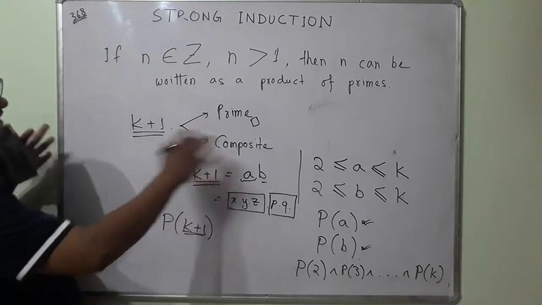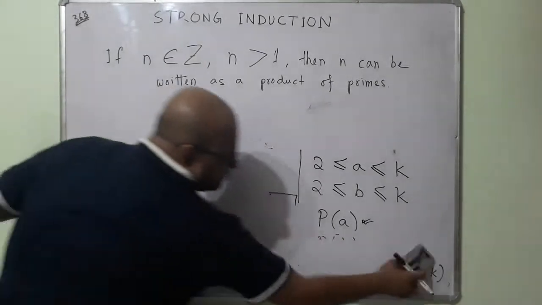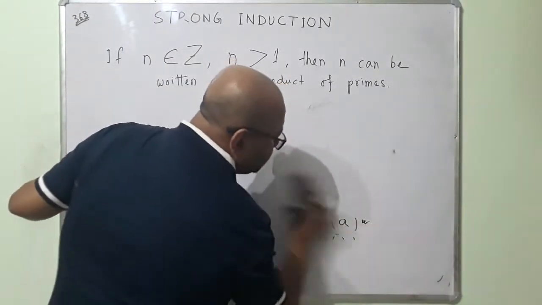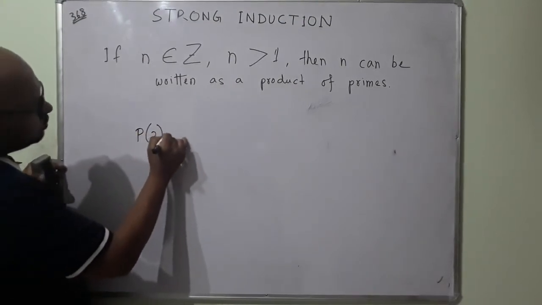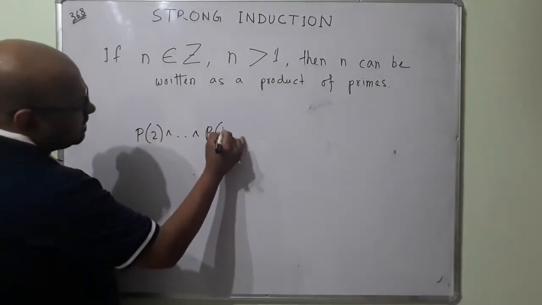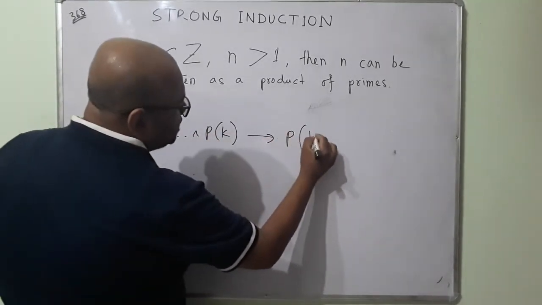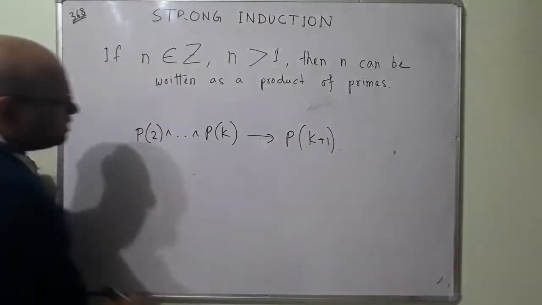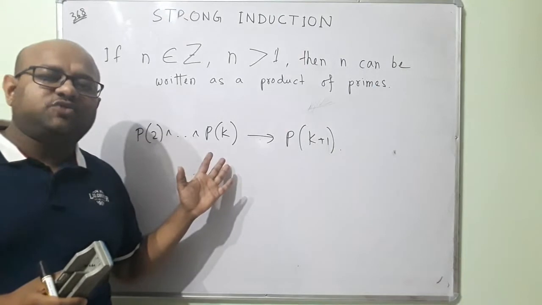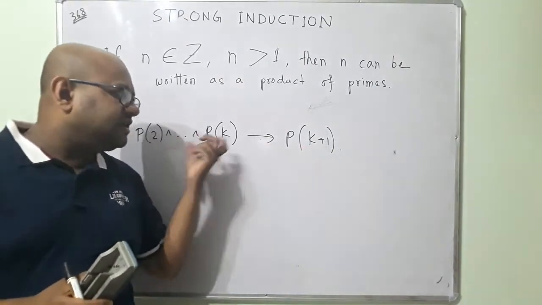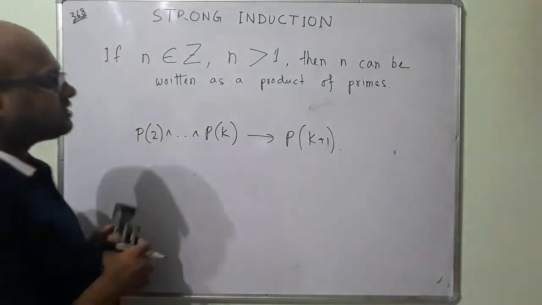So we have shown that given our inductive hypothesis, that P of 2 up to P of k are all true, P of k plus 1 is true. Assuming that from 2 to k all of these can be written as a product of primes, then under this assumption k plus 1 can be written as a product of primes. So this completes our proof.